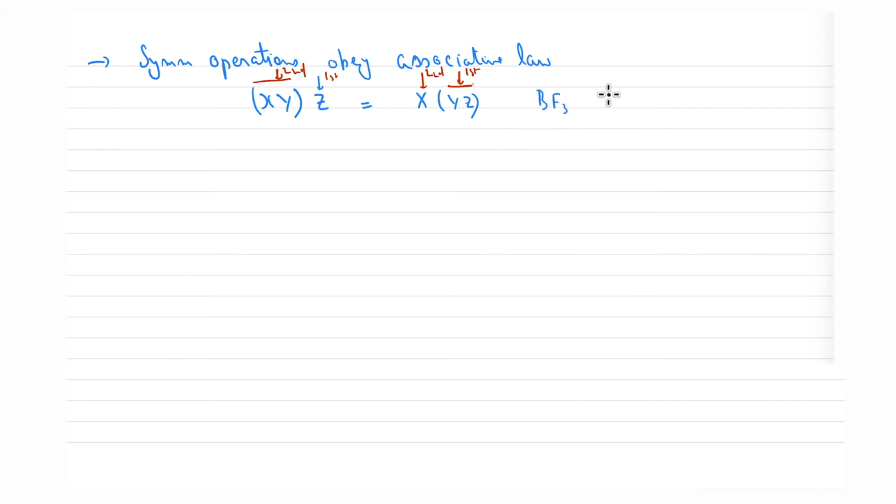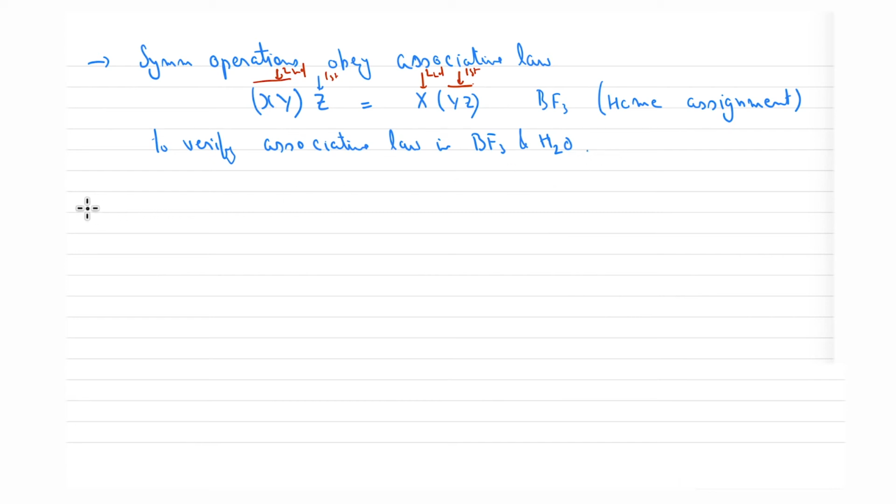So take it as a home assignment to verify the associative law in BF3 and H2O. Let's take two different examples so that how to do these operations will be very, very clear. Okay, and come back to me if there is any issue with this.